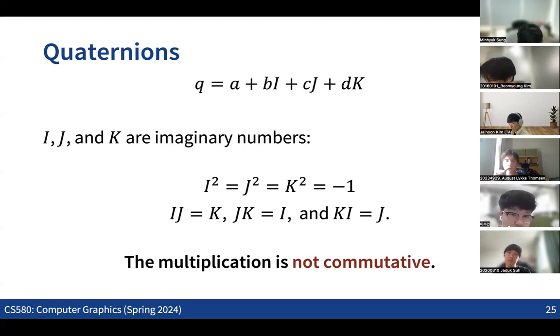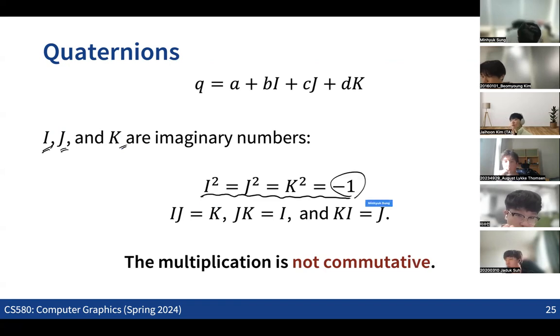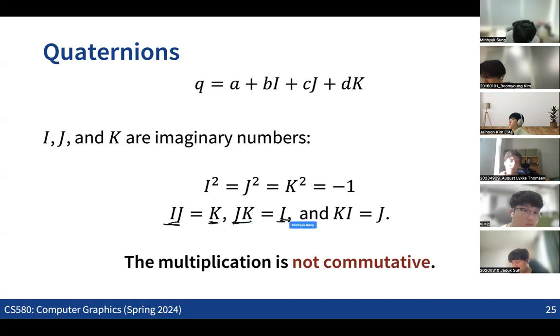So let's think about this new type of complex number, having one real number and three imaginary numbers. Now we have three different types of imaginary numbers: i, j, and k. Since these are all imaginary numbers, they satisfy this constraint: the square of each imaginary number is -1. Additionally, they have this property: i times j is k, j times k is i, and k times i is j.